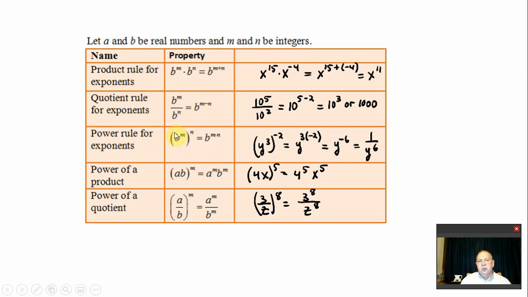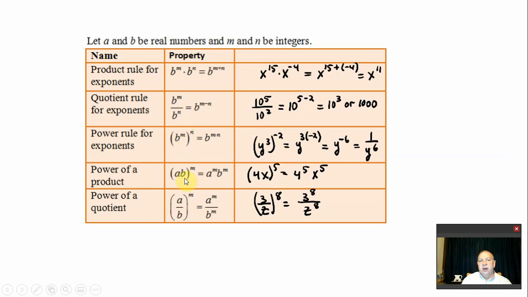And here's the power rule. If I have something raised to a power, I've got b to the m, and this could be across factors as well. This raised to this power, I've got b to the m, and how many times do I multiply that together? n times. So I have b to the m times n. I just multiply these exponents. And here, even with negative exponents, it works. So negative 2 times 3, y to the negative 6, because I'm inverting all of those.